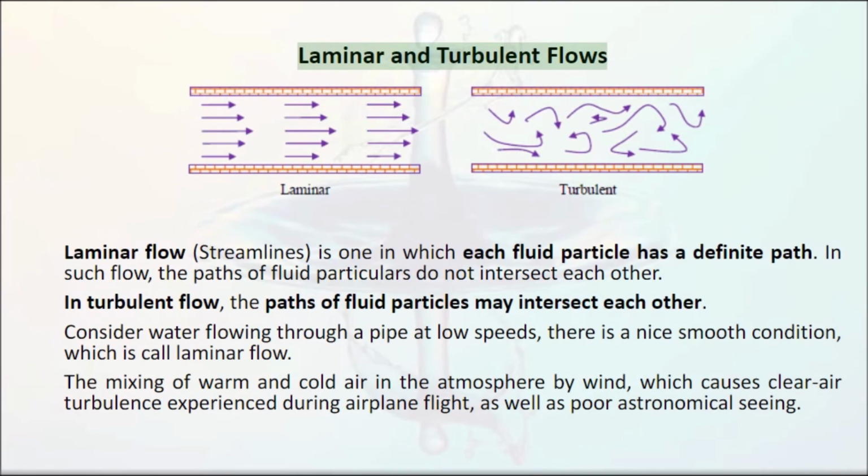Laminar and turbulent flows. Laminar flow, or streamline flow, is one in which each fluid particle has a definite path. In such flow, the paths of fluid particles do not intersect each other. In turbulent flow, the paths of fluid particles may intersect each other. Consider water flowing through a pipe at low speeds. There is a smooth condition, which is called laminar flow. The mixing of warm and cold air in the atmosphere by wind, which causes clear air turbulence experienced during airplane flight, as well as poor astronomical seeing, is an example of turbulent flow.